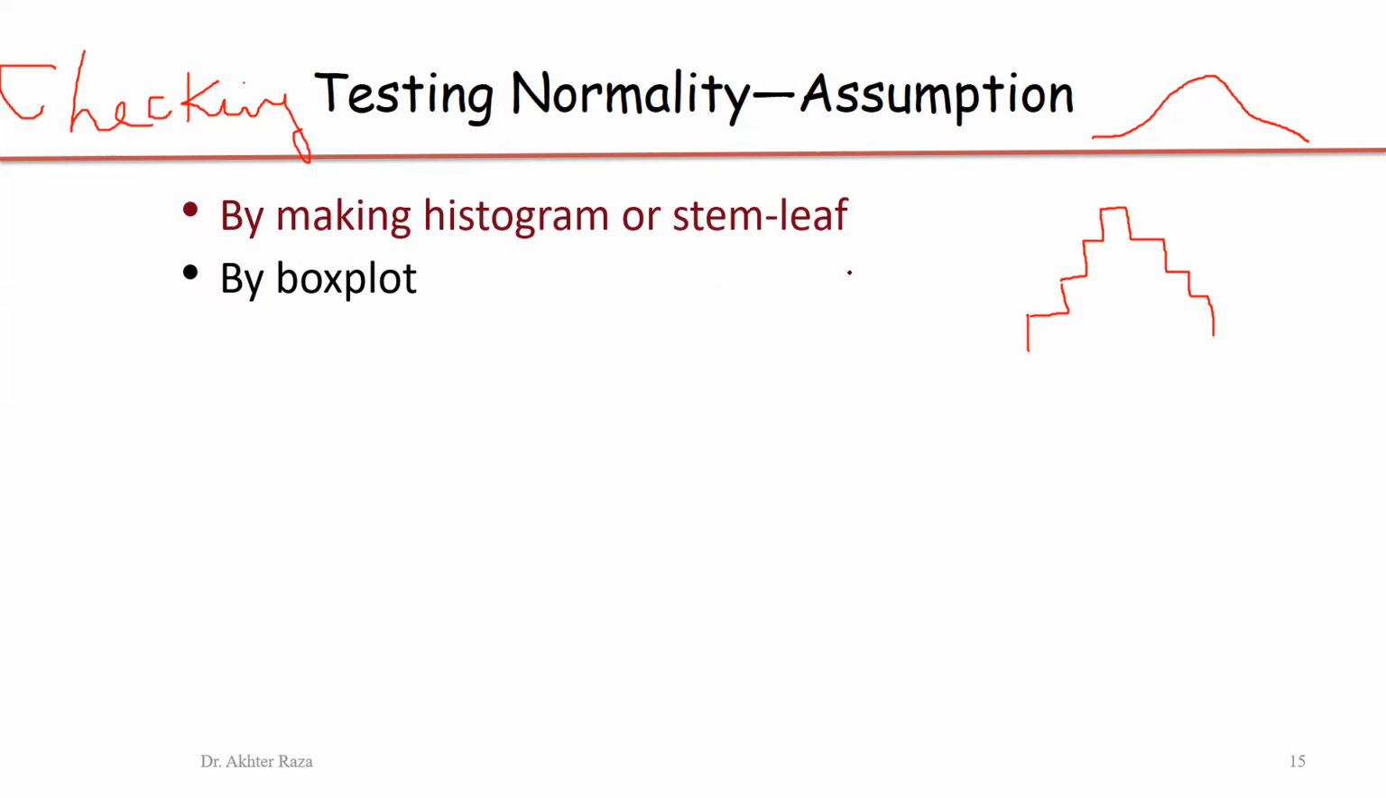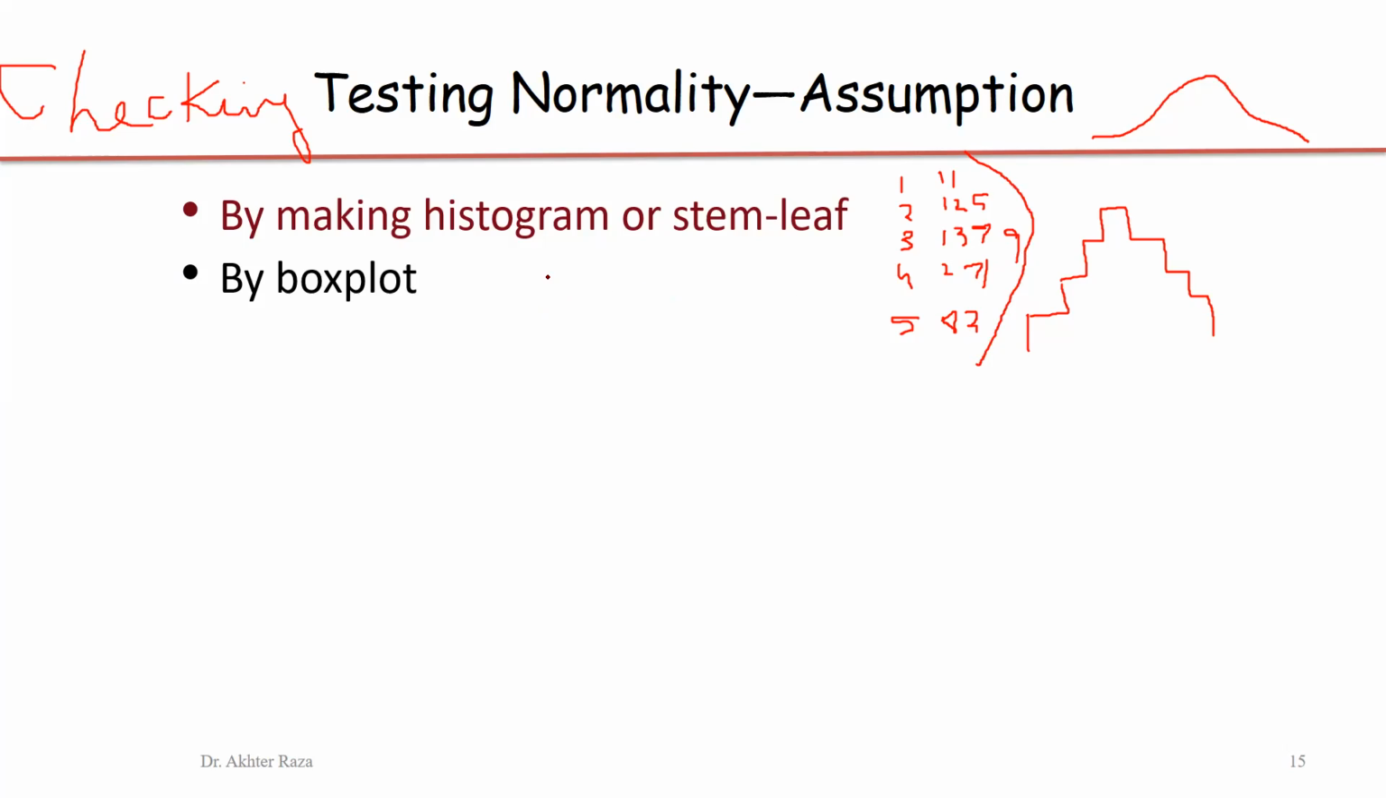If your stem and leaf is like this, 1, 2, 3, 4, 5, and here you have 1, 1, 1, 2, 5, 1, 3, 5, 7, 9, then again we have 2, 7, 1, 8, 3. If the stem and leaf is like this, you can assume the data is symmetrical or approximately normal.